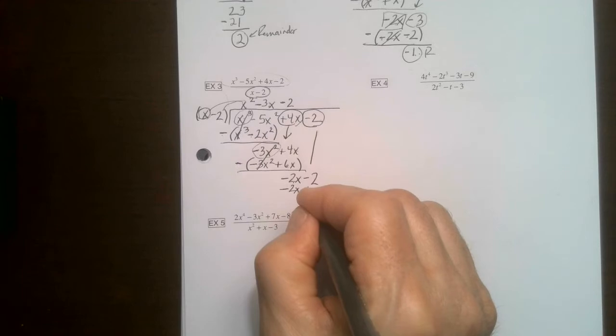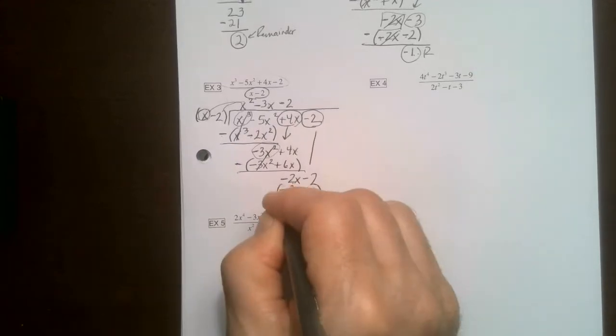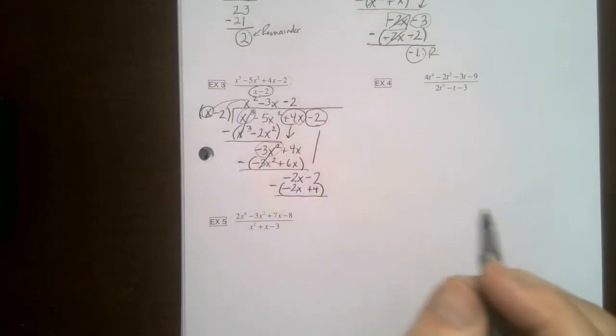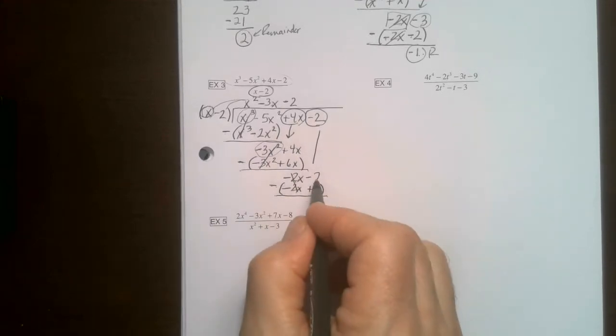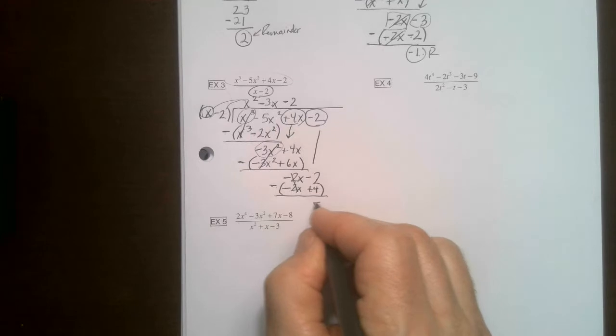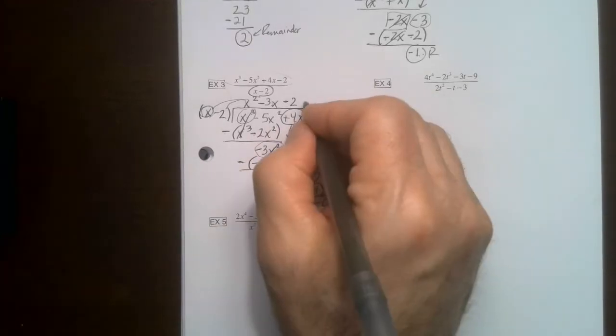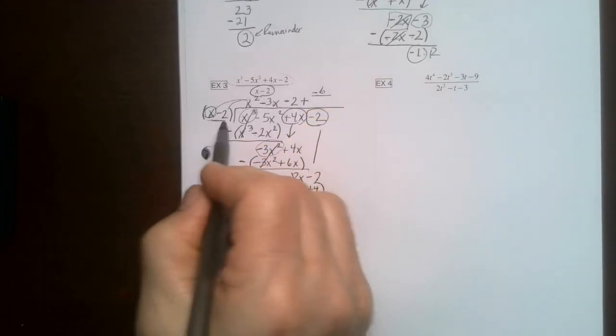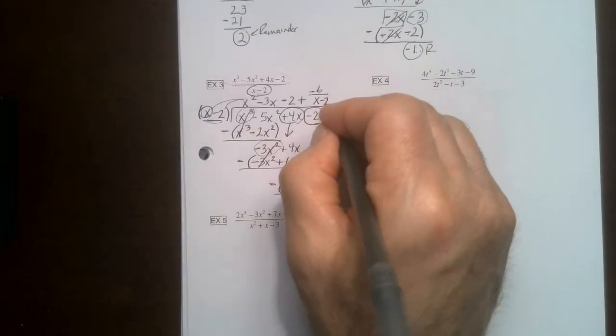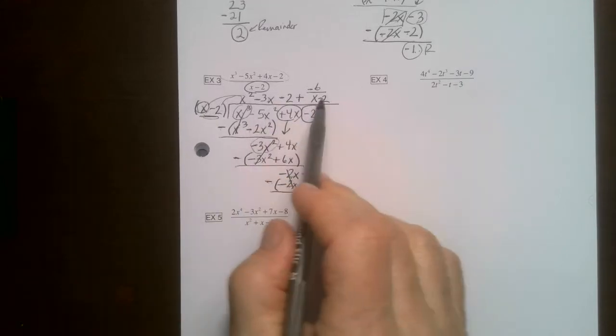This times this is plus 4. Don't forget to subtract it by inserting parentheses. Negative 2x plus 2x, gone. Negative 2 minus 4, negative 6. This is my remainder. So I put a plus, put the remainder in the top, put whatever I'm dividing by in the bottom. And that's called fractional form, okay?